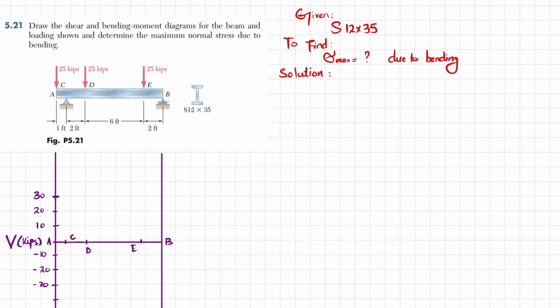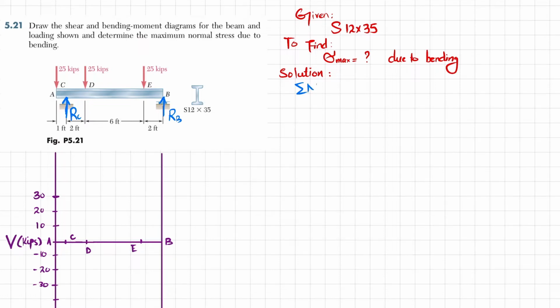The first step is to find the reaction forces at points A and B. If you remove these supports at points A and B, we can replace them by forces. So here the force will be RB and here the force will be RC.